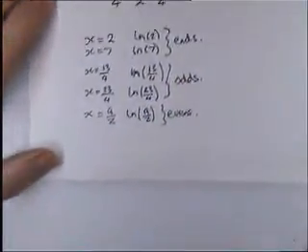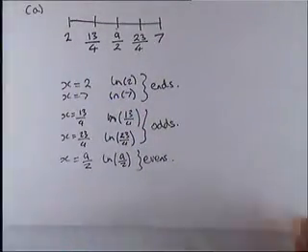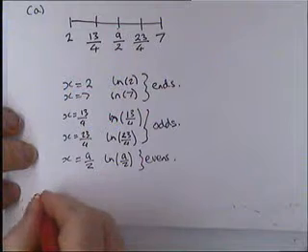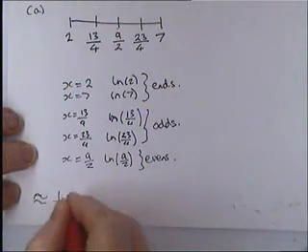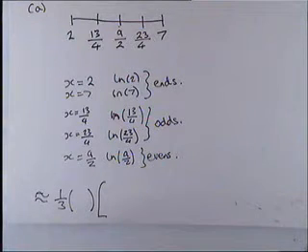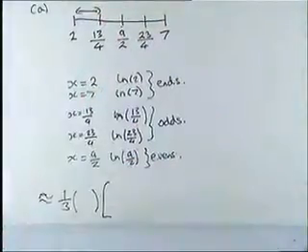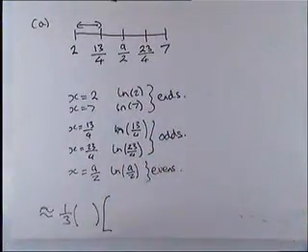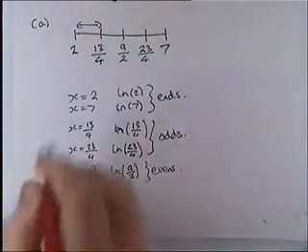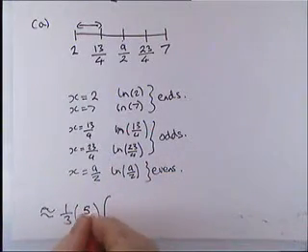Now we're going to substitute it carefully into our approximation. So we're going to have a third of h. Now you need to work out h. So pause your video and work out h. Well, h is the width of the interval, or the difference between any of those pairs of ordinates. So if you do 13 over 4, take away 2, you get 5 over 4.